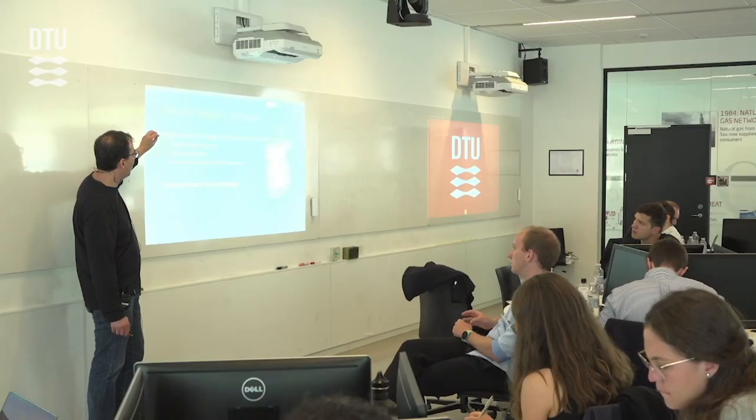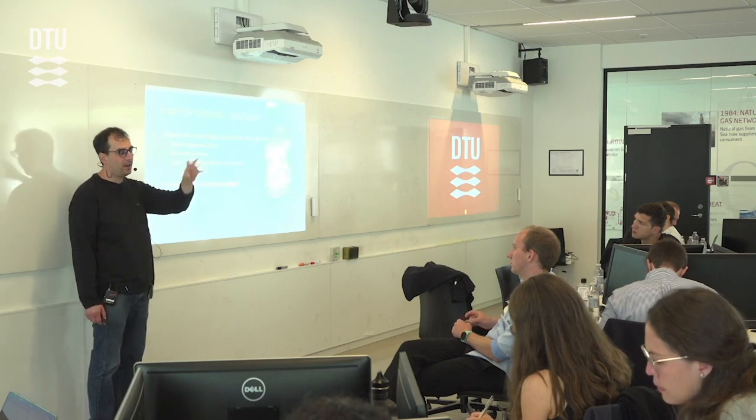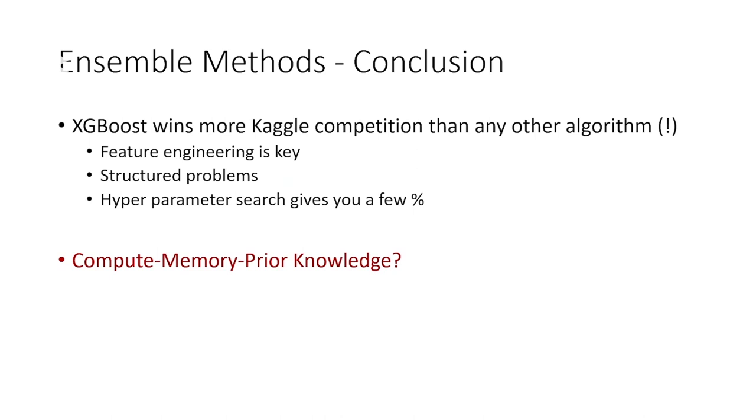It can work on structured problems as well. You can have categorical data, numerical data, or both. You can have images, whatever you like. You can just put it through the sausage factory and you get results. I should say that hyperparameter search does not give you a lot of value here. It's not that something that didn't work will suddenly work. You can get a few percent, which might be good, but you don't really need to work very hard for it.